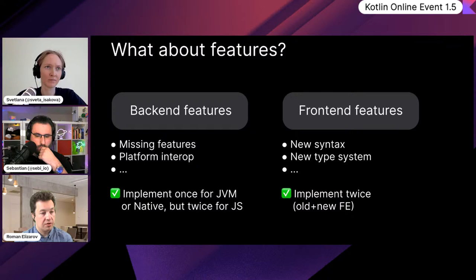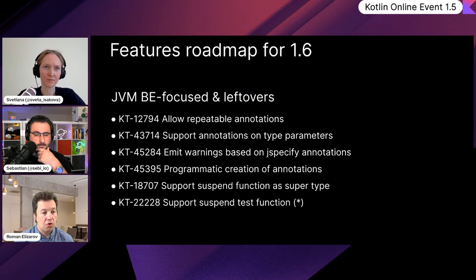So if you actually open our roadmap, and by the time we have this event, the roadmap is already public, you can go and check it online, the Kotlin roadmap for instance. You will notice that most of the features are focused on JVM backend or kind of leftovers that we need to clean up. Here's just a sample. We do things like repeated annotations that mostly concerns JVM, supporting annotations of type parameters that was, again, previously not implemented because of the JVM limitations, work on new nullability annotations as part of JSpecify projects, and things like that.